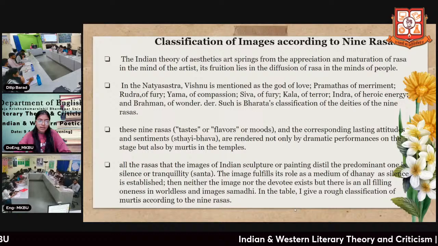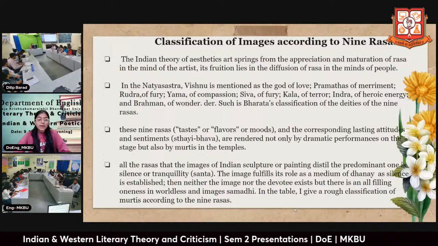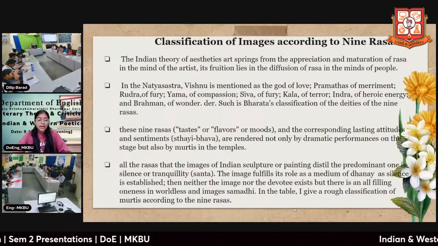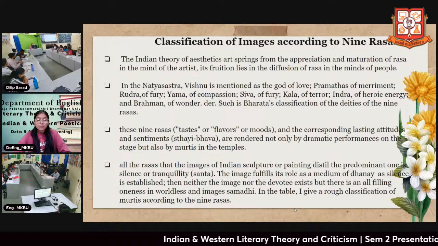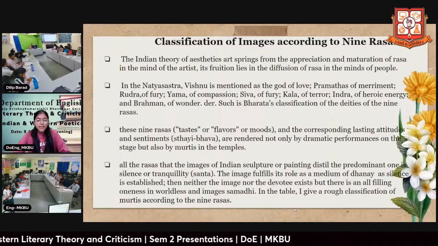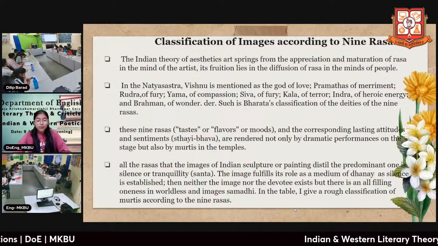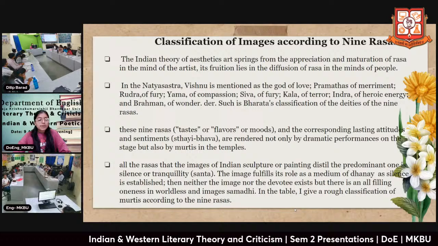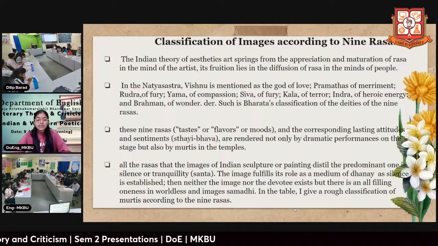Then classification of images according to nine rasas. The Indian theory of aesthetic art springs from the appreciation and maturation of rasa in the mind of the artist. Its fruition lies in the diffusion of rasa in the minds of people. In the Natyashastra, Vishnu is mentioned as the god of love, Pramathas of merriment, Rudra of fury, Yama of composition, Shiva of fury, Kala of terror, Indra of heroic energy, and Brahma of wonder. Such is Bharata's classification of the deities of the nine rasas.